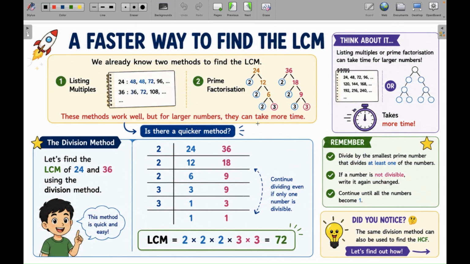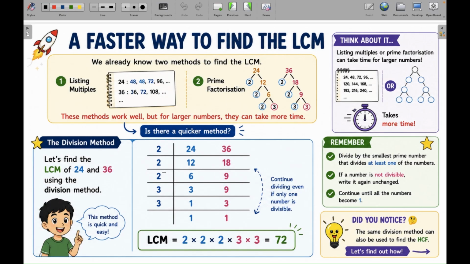Now, just like we used to build factor trees, we start by finding the smallest prime number. For example, 2 is the smallest prime number. So I'll check whether any one of these is divisible by 2 or not. Since 24 is divisible by 2 and 36 is divisible by 2 as well, I'll divide. So 2 times 12 is 24 and 2 times 18 is 36. Now again I'll check with the same prime number. So 2 times 6 is 12 and 2 times 9 is 18.